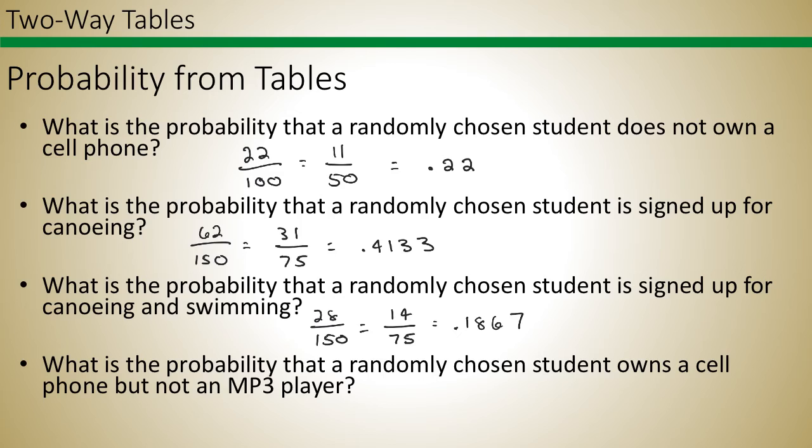Okay, last question. What is the probability that a randomly chosen student owns a cell phone but not an MP3 player? So I want the students who own a cell phone but do not own an MP3 player. That would be 21 out of 100. That's the simplified fraction there. It's just 0.21 as a decimal.